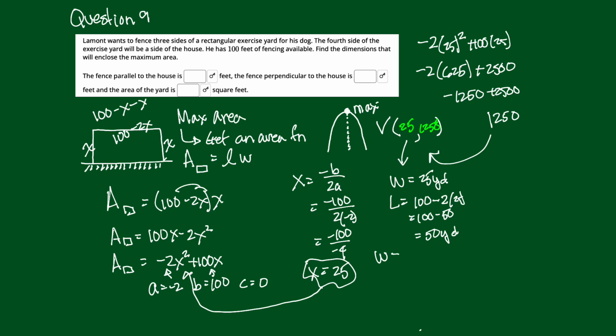So here's what I know. The width is 25 yards. The length is 50 yards. And then there's another part of the question. Find the area. All right, well, the area, that's this value right here, right? That was the area. Length times width. All right, or you could just do it like this. 25 times 50. That is that 1250. All right, so the area is 1,250 square yards.